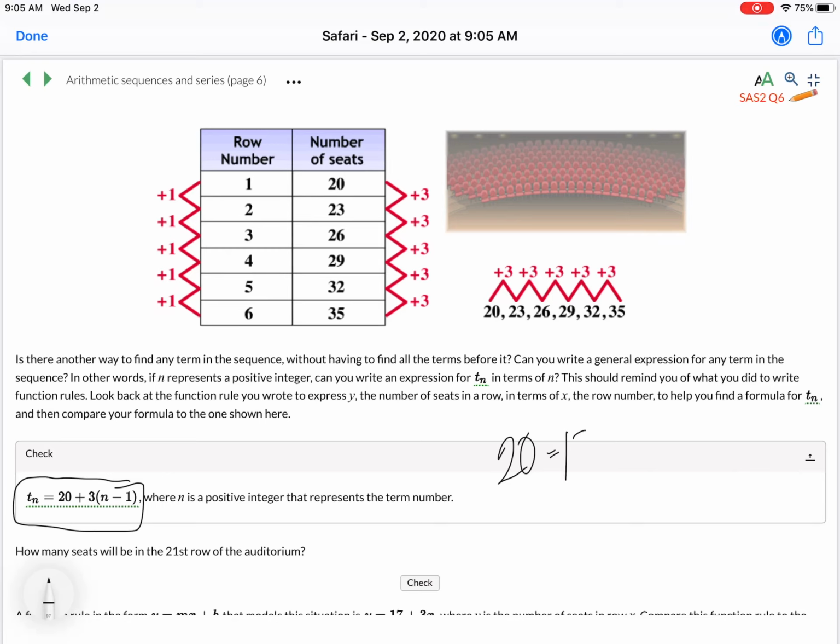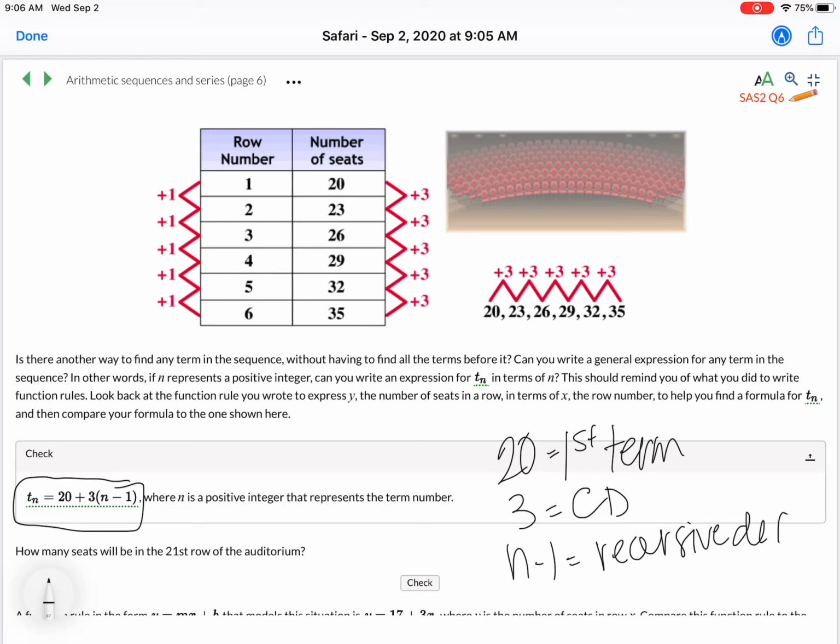So 20 was our first term, okay? 3 was our common difference, and n minus 1 is our recursive definition, okay? So I'm going to put a first, common difference, recursive definition. This is a fancy way to say y equals.